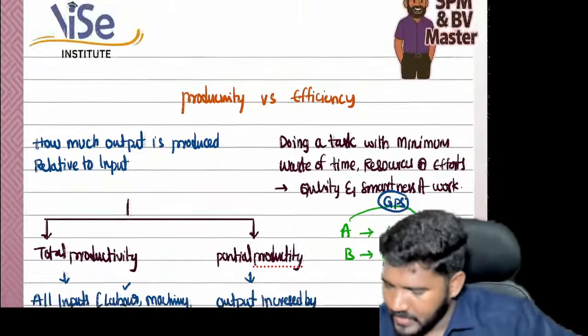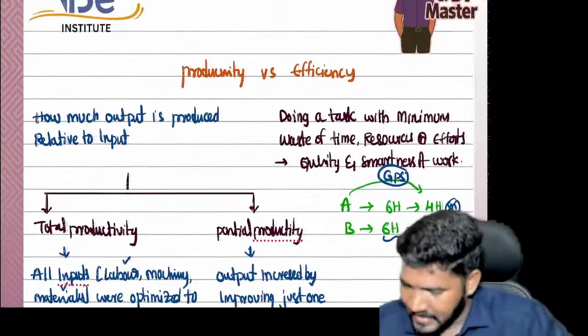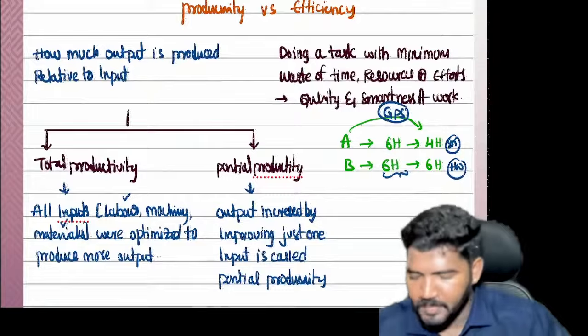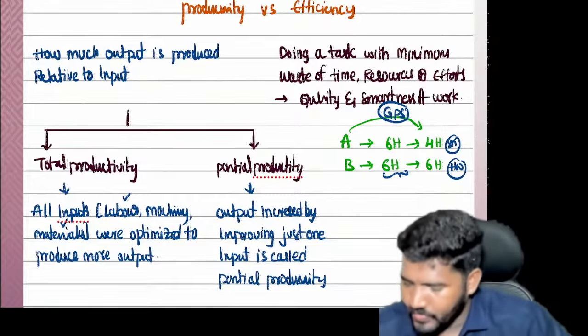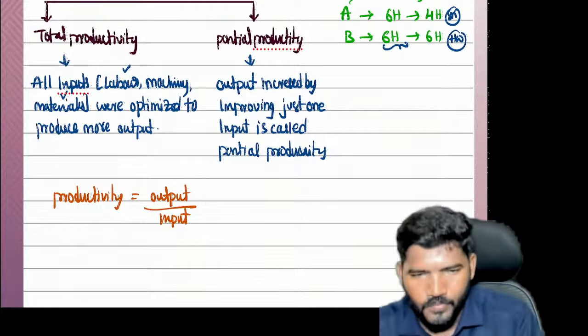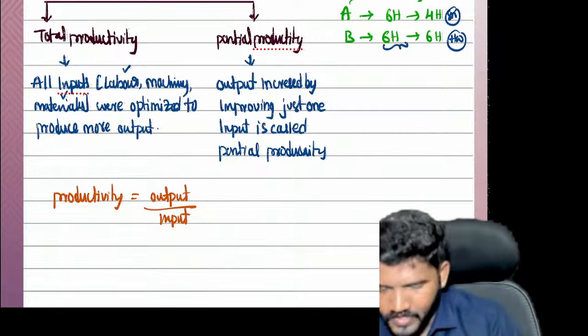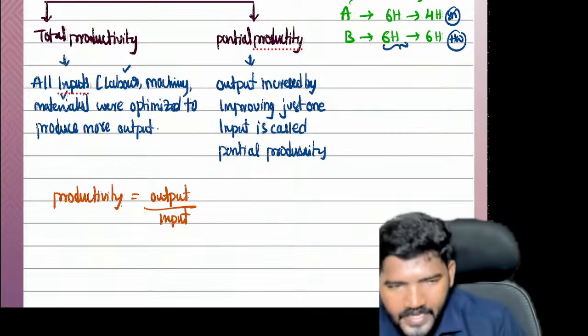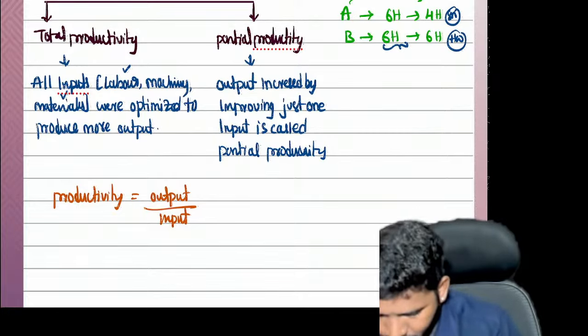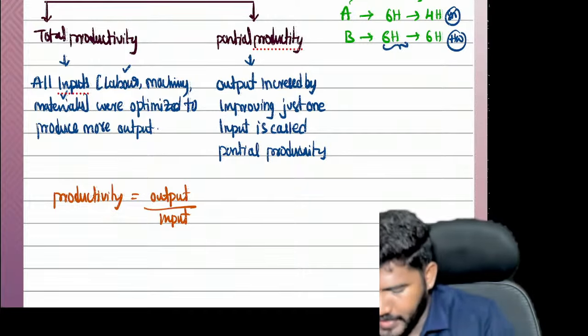Why? Because if you don't have clarity regarding productivity, total productivity, partial productivity, and efficiency, you will not get a good mark in the case study. So please keep these points in your mind. It's not for theoretical questions, it is for case study purposes. Okay, next.